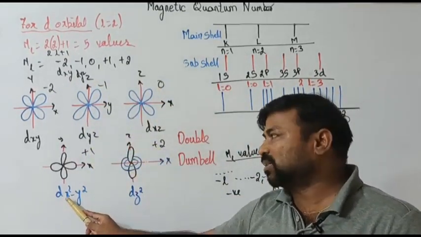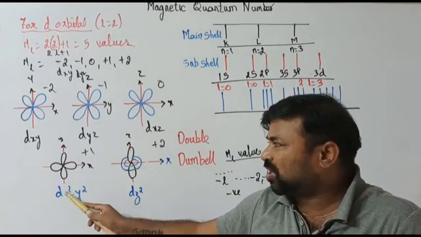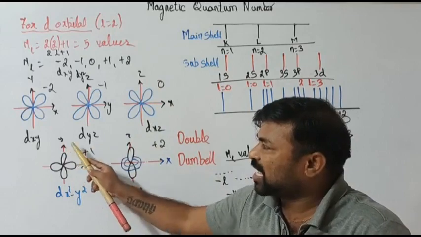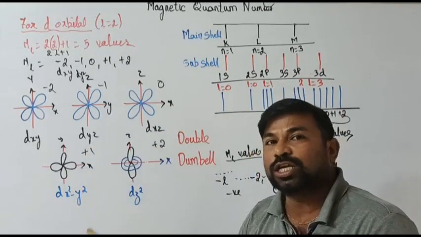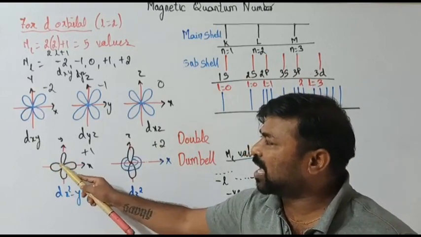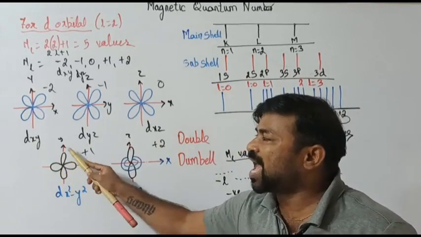Here the next is x square minus y square. In the D orbital, x square and y square, here I have taken the x and y axis. Now the electrons are oriented on the x and y axis. That's why we didn't draw the lines there. It is on the axis.